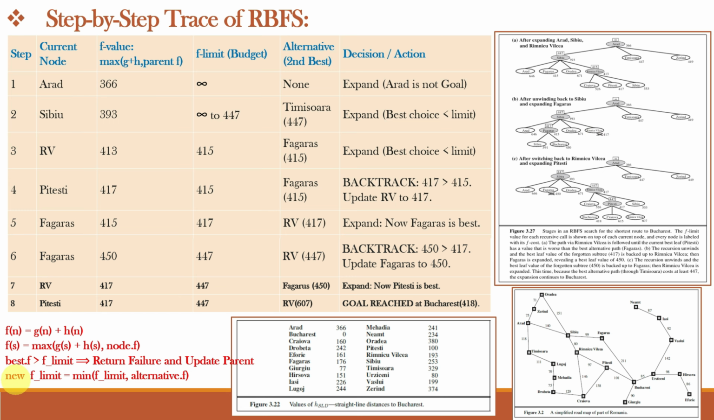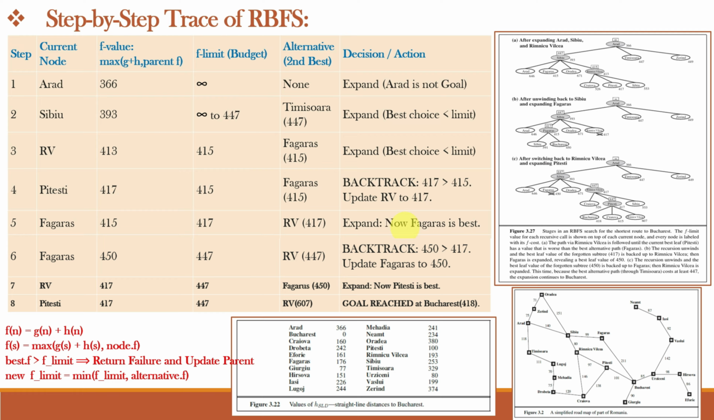Okay. And going further to the next formula, we find the next or new F limit. So new F limit is minimum of F limit comma alternative F. So second best here is Fagaras. So now Fagaras is the best node. So alternative node is 417, that is saved from the previous path. So minimum of 447 comma 417 is 417. So 417 becomes the next F limit or budget that is shown in this square above Fagaras.